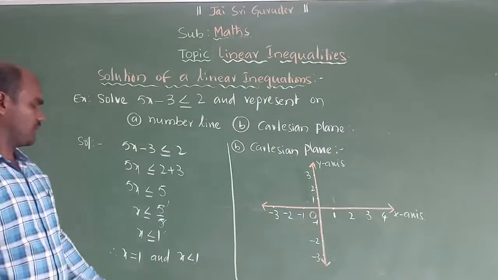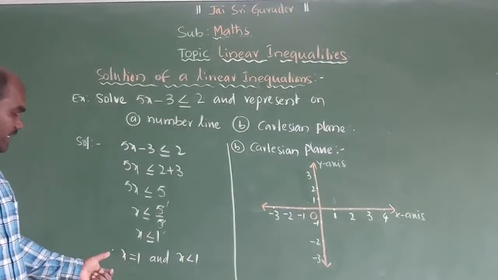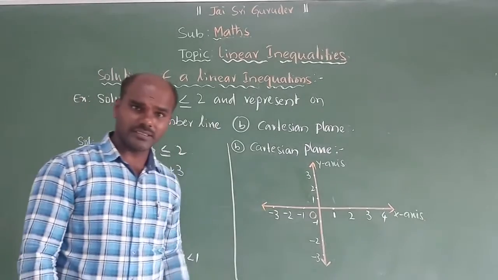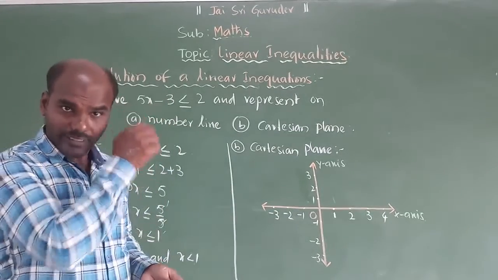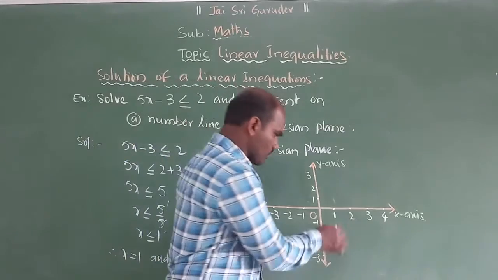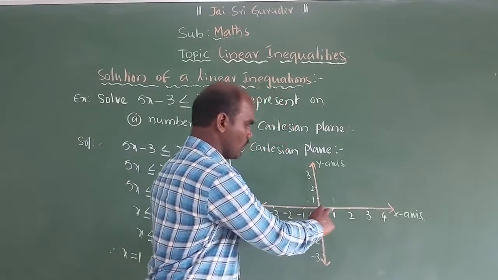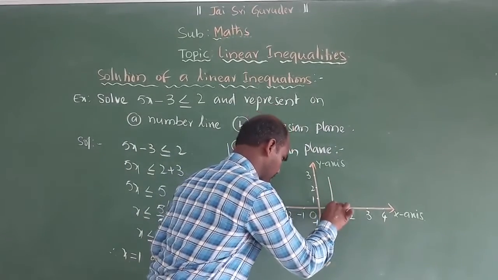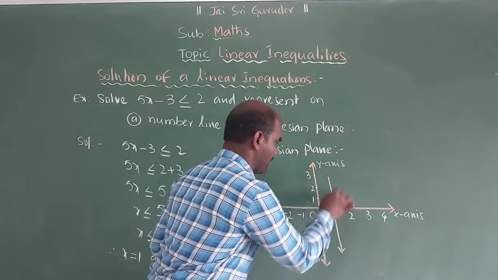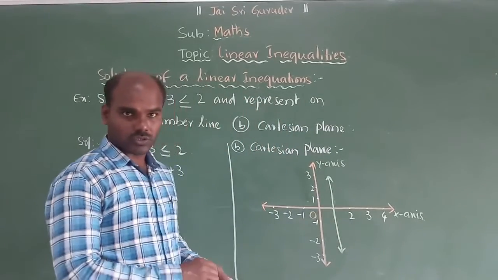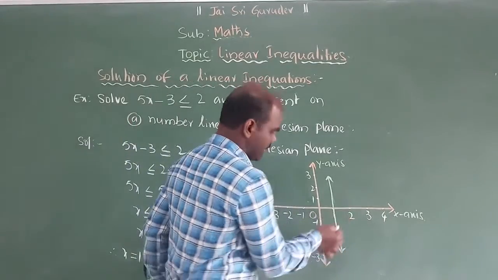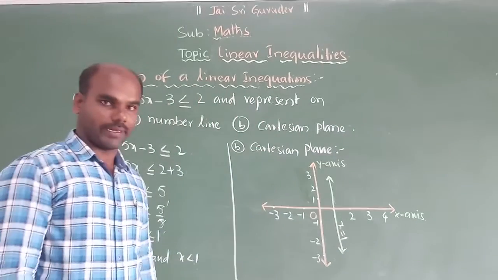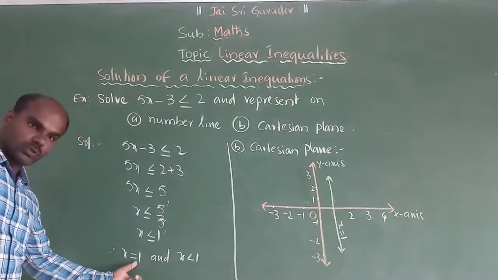First we take the equal sign, that is x is equals to 1. It means on the x axis, at the place one, we have to draw a line. So this is the x is equals to 1 line. This solution is completed.